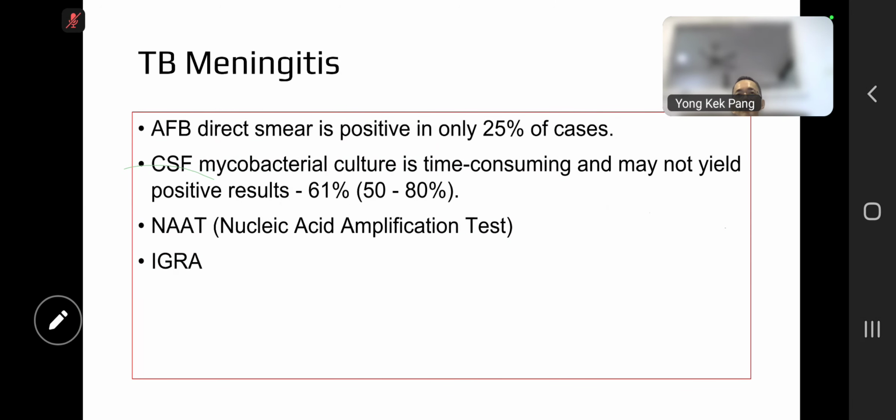AFB direct smear is positive in only about 25% of the cases. Okay, so another reason why you need to perform the mycobacterium culture. But we know that mycobacterium culture is time consuming. Even if you perform liquid culture, it would take at least 2 to 3 weeks to show any positive culture. And then worse is sometimes it may not yield a positive result. So you may want to do other tests like the NAT and the IGRA, the PCR and all this testing.